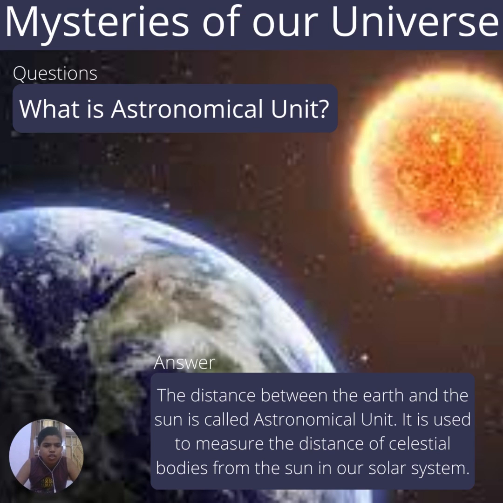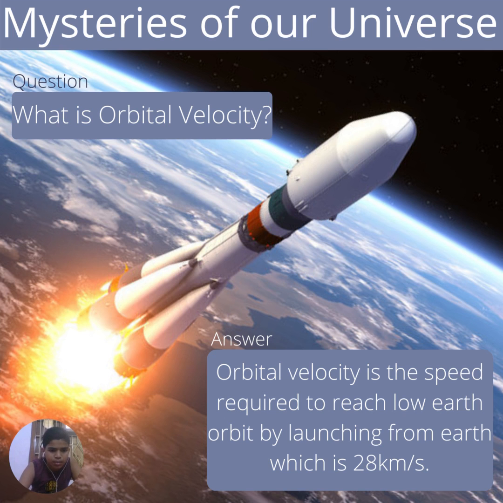Let's learn about astronomical units now. Astronomical units is the distance used by astronomers and which is equal to the distance between Earth and Sun. This is mostly used to measure the distance from the Sun in our solar system. They are not used to measure other celestial bodies outside our solar system.